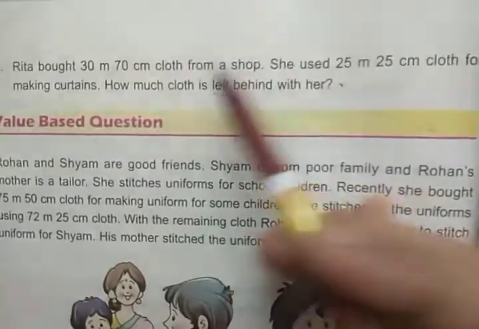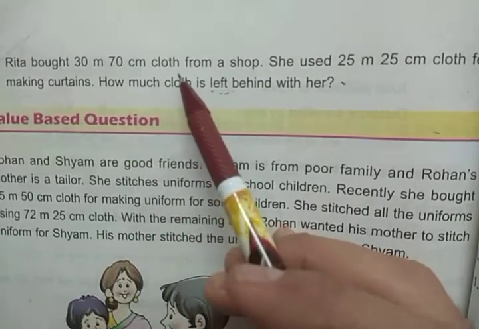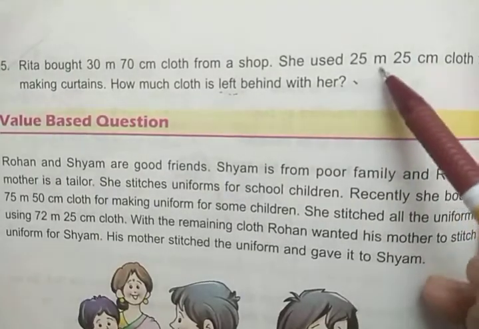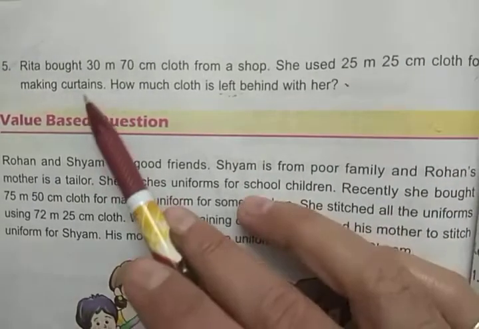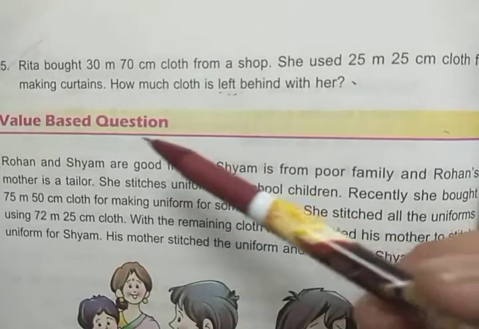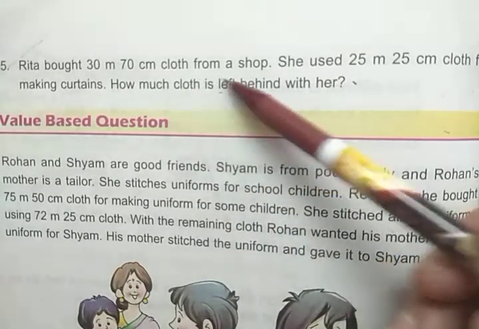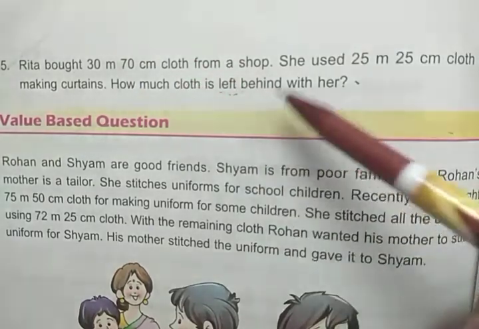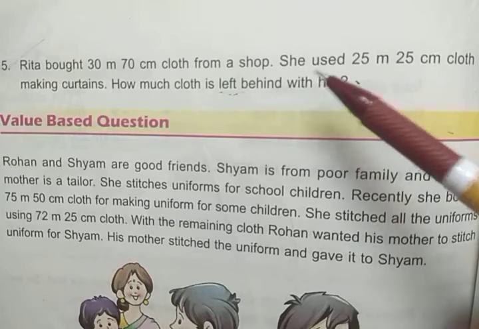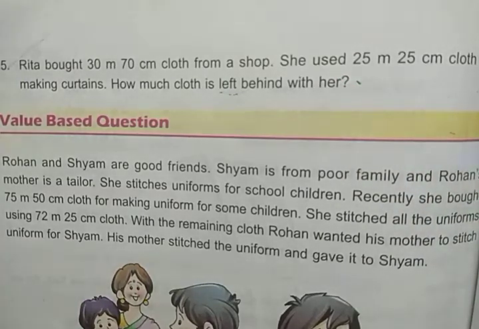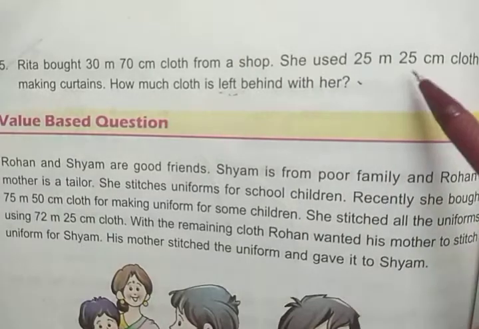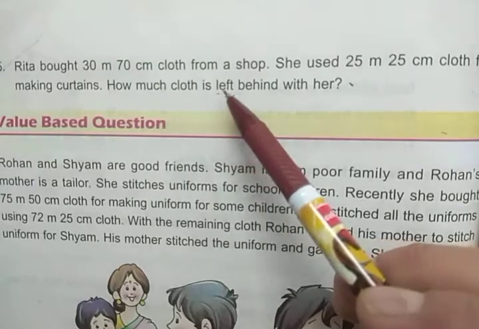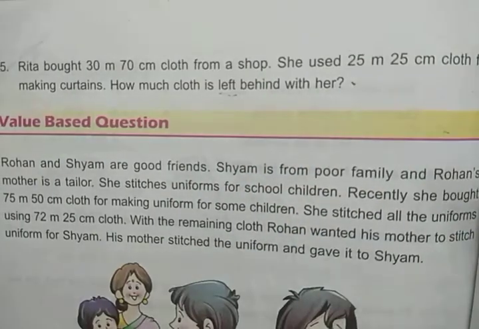Rita bought 30 meter 70 centimeter cloth from a shop, and she used 25 meter 25 centimeter cloth for making curtains. So what is given? Total length of cloth that she bought from a shop is given, and what else is given? How much cloth she has used for making curtains, that is also given. Now what we have to find out is how much cloth is left with her.